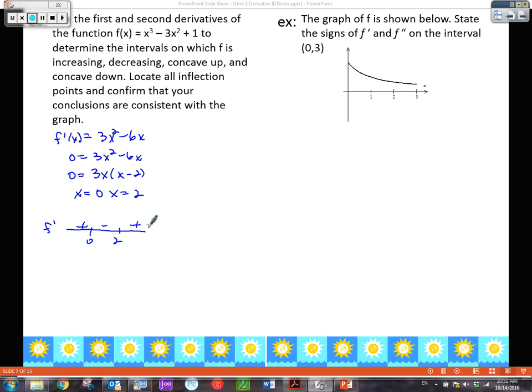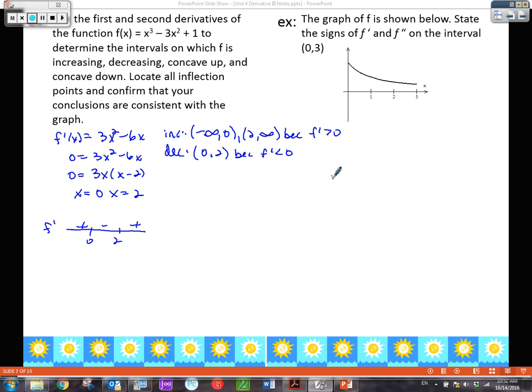And now we can analyze what's going on here. So for our increase, decrease, we have an interval of increase at negative infinity to 0 and 2 to infinity because f prime is greater than 0. Remember our justification. We're decreasing from 0 to 2 because f prime is less than 0. Okay, that's just a recap from the previous lesson. Are we okay with that? Okay. So now let's work on concavity.